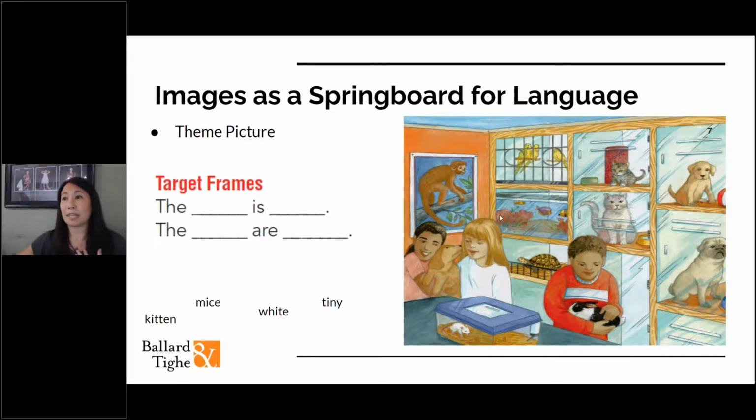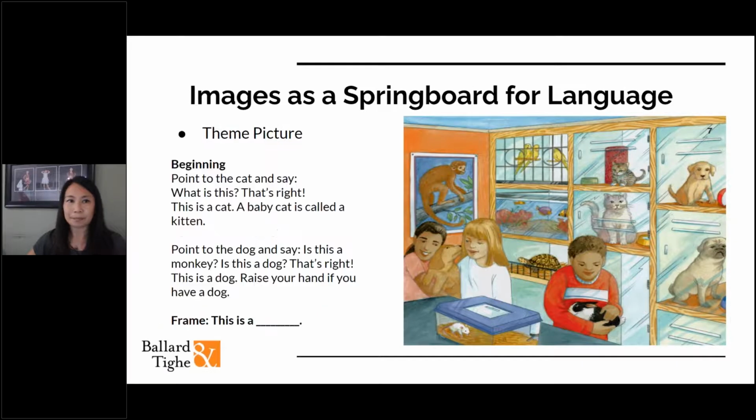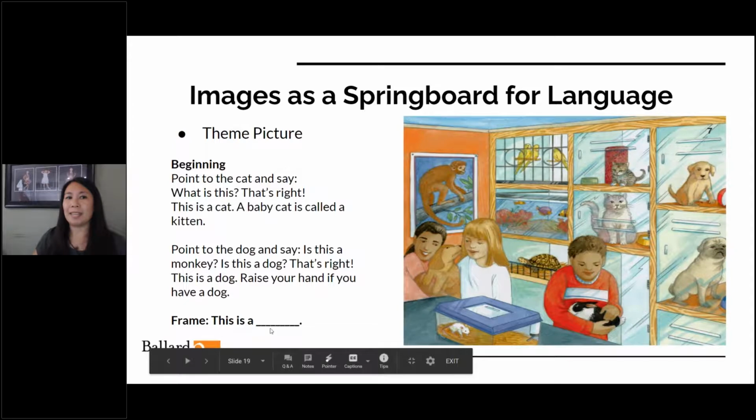And this is what we call a theme picture, but again, you can just find another image anywhere, use target sentence frames to talk about an image. That's pretty much what we're trying to say. All right, now again, multi-level is hugely important. You don't want just a simple sentence for the higher levels. So this might be a frame like this is a blank.